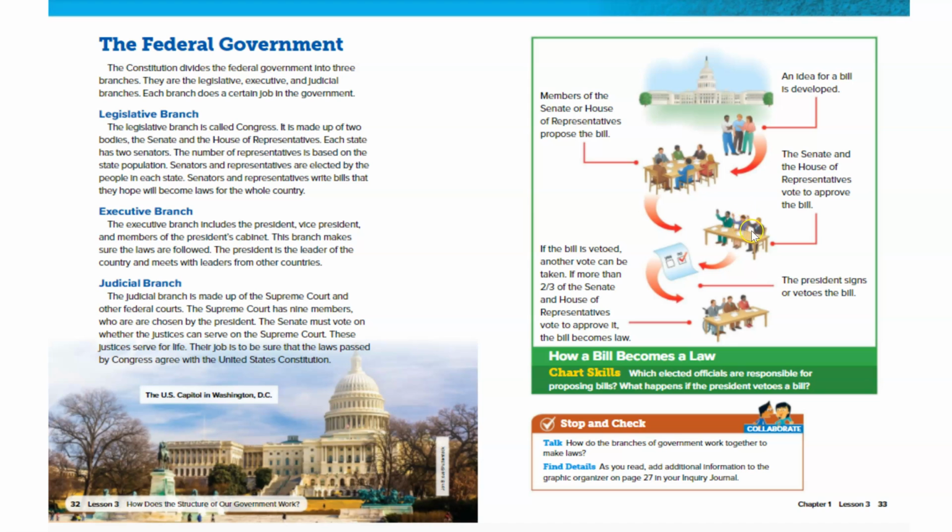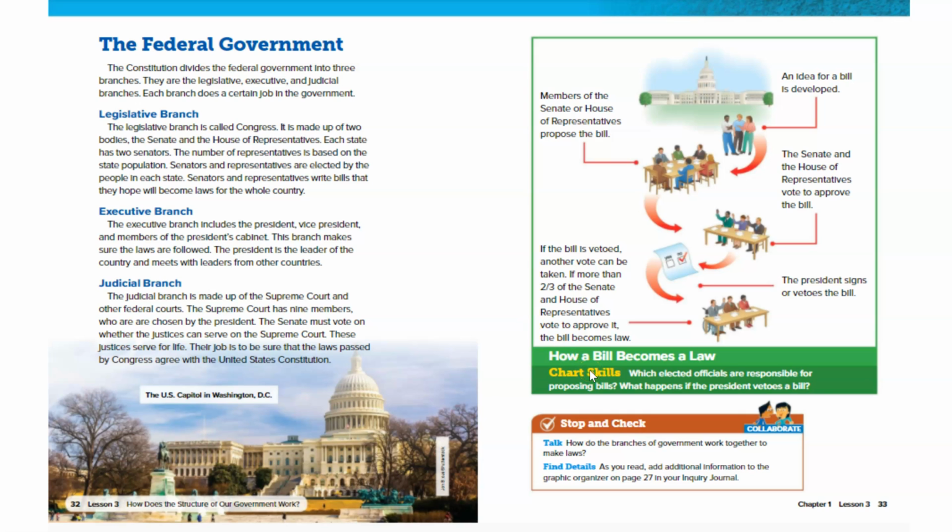After they vote to approve the bill, the president signs or vetoes the bill. If the president were to sign it, that means it can become a law. If the president were to veto it, that means it does not become a law. If the bill is vetoed, another vote can be taken. If more than 2/3 of the Senate and House of Representatives vote to approve it, the bill becomes a law.